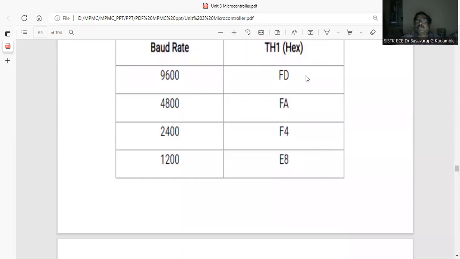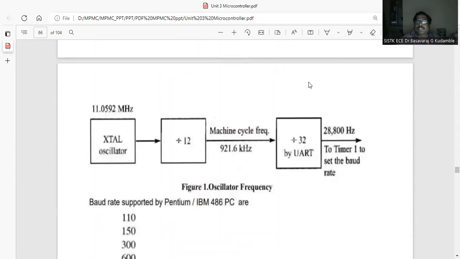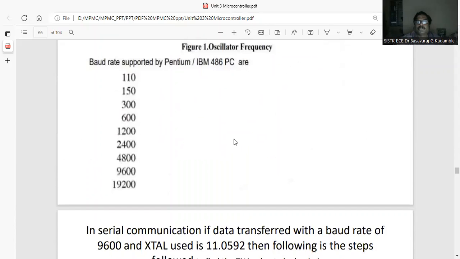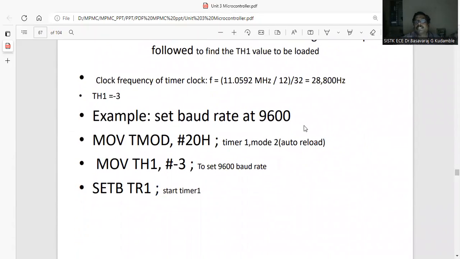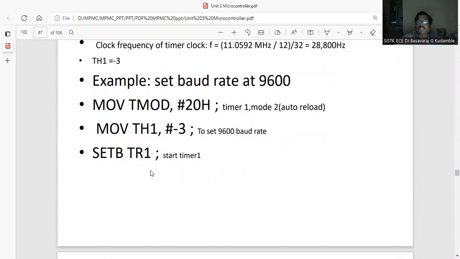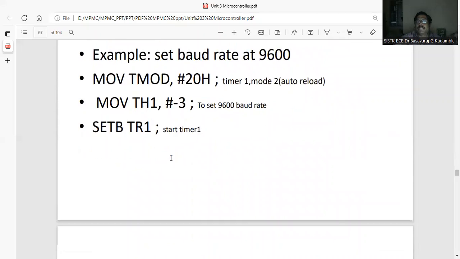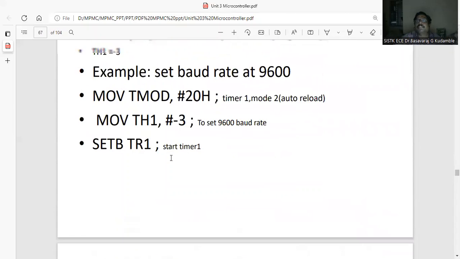So this is what FD is. FD is nothing but loading the timer with the number 253 in decimal, which in hexadecimal is FD. So we are generating a 9600 baud rate here. See, to set a 9600 baud rate, divide by 3, minus 3 is converted to FD. Then here TMOD is set for timer 1 in mode 2. So TH1 is loaded and we start the timer. It is going to generate the baud rate.